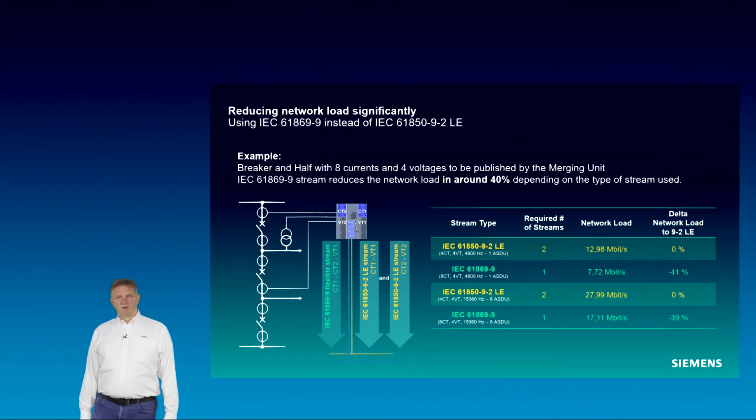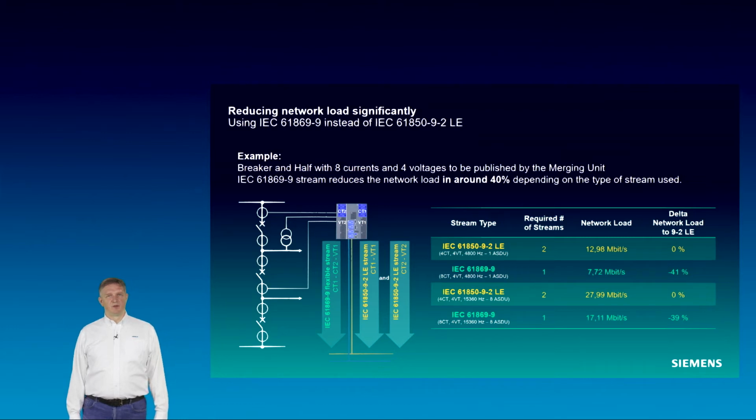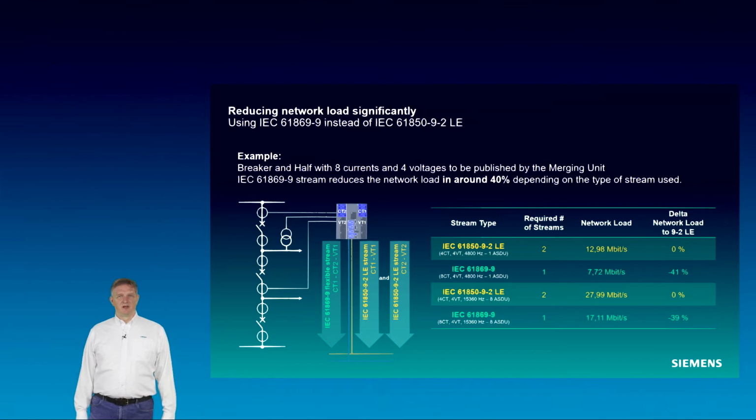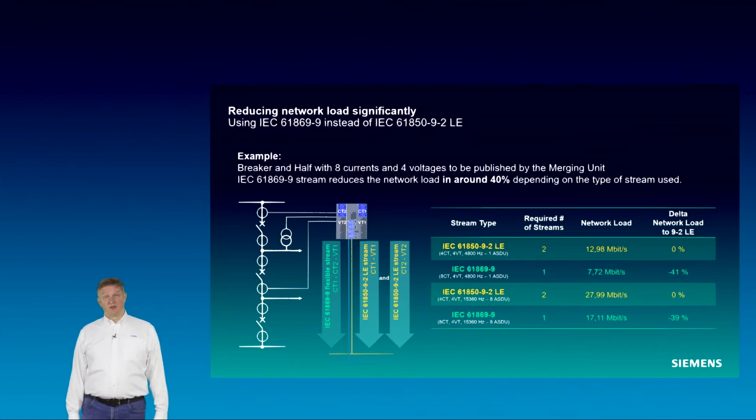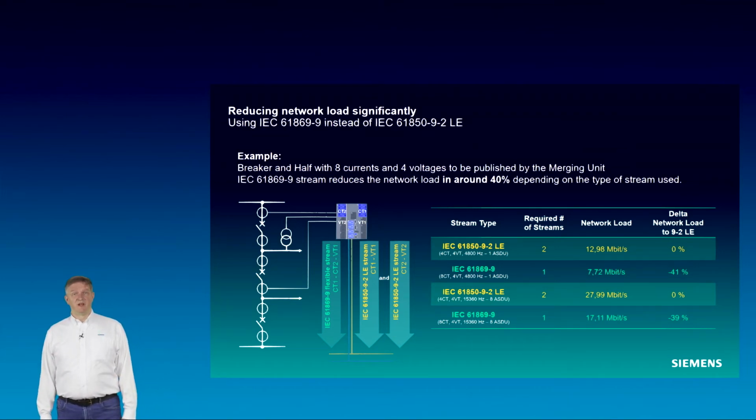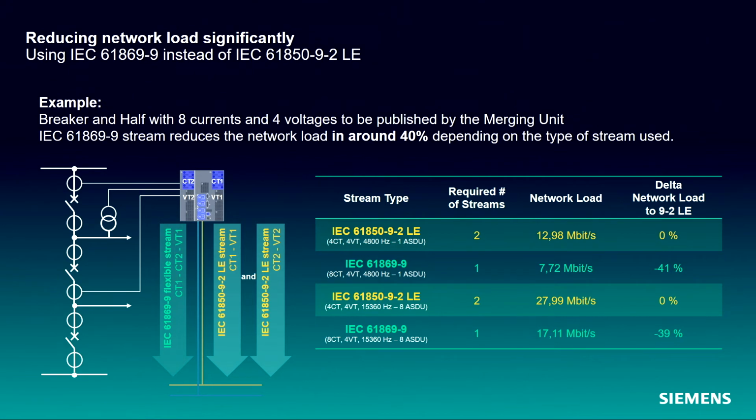Using flexible streams, all analog current and voltage values can be assigned to a single sampled value stream. Using same sampling rate and ASDU count, this single stream emits about 7.7 MB per second, which is a reduction by 41% compared to the 9-2 LE type of streams. Quite similar is the comparison for the higher sampling rate of 15,360 Hz. In conclusion, a consequent use of flexible streams provides a big potential to save Ethernet network bandwidth.